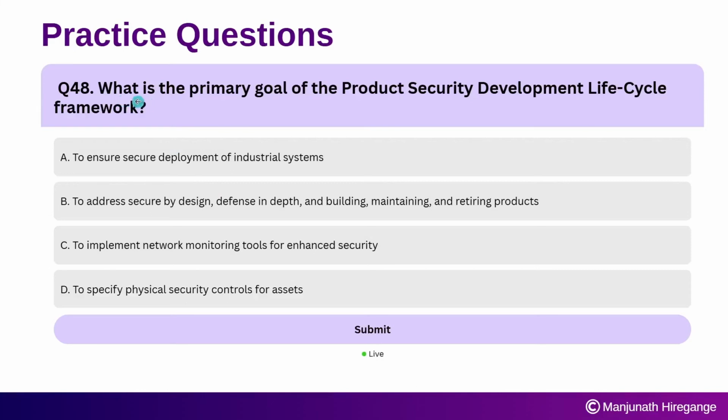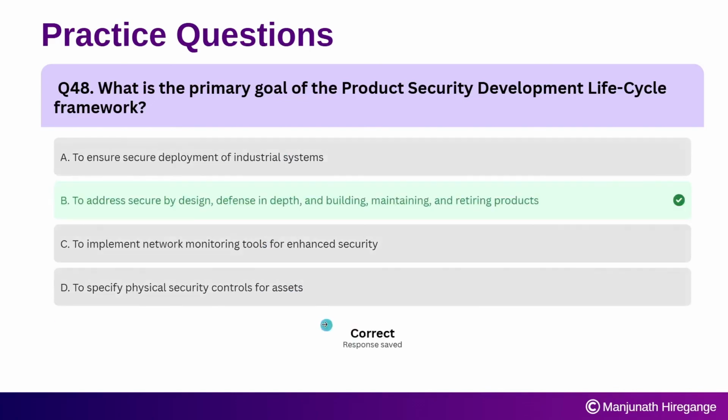Question number 48. What is the primary goal of the product security development lifecycle framework? To ensure secure deployment of industrial systems, or to address secure by design, defense in depth, and building, maintaining, and retiring the products, to implement network monitoring tools for enhanced security, to specify physical security control of the asset. If we carefully look at the options, we can easily say that option B is the right answer.